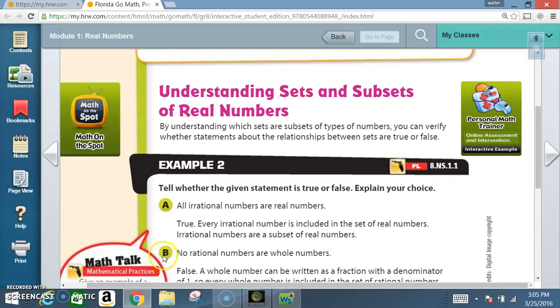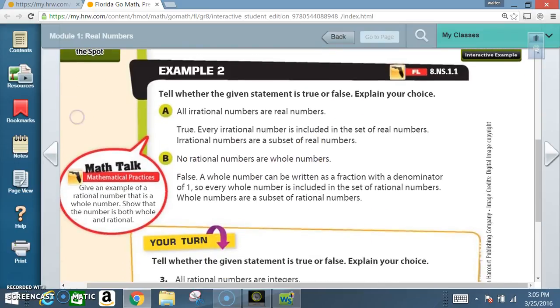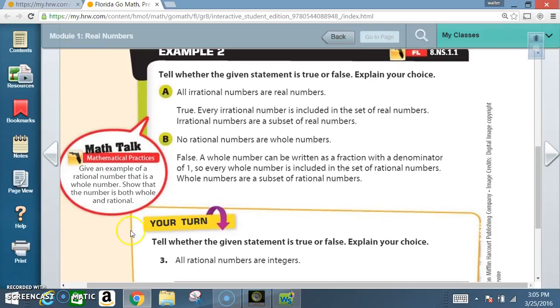All right, let's go to B. No rational numbers are whole numbers. All right, once again, look at your chart and you'll find out that this is false. A whole number can be written as a fraction with a denominator of 1. So every whole number is included in the set of rational numbers. Whole numbers are a subset of rational numbers.